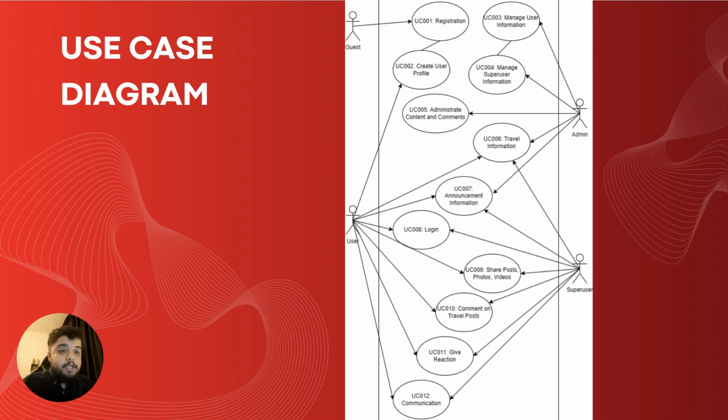And then we have the login page, where the user and super user can log into the system. And we have share posts, photos, and videos. The super user and user are able to create a new post and share it in the system. And we have comment on travel posts, so both user and super user can make comments on the posts. And we have give reaction, so super user and user can give reactions to any kind of post or even announcements. And lastly, we have communication, where all users of the system can communicate with each other.